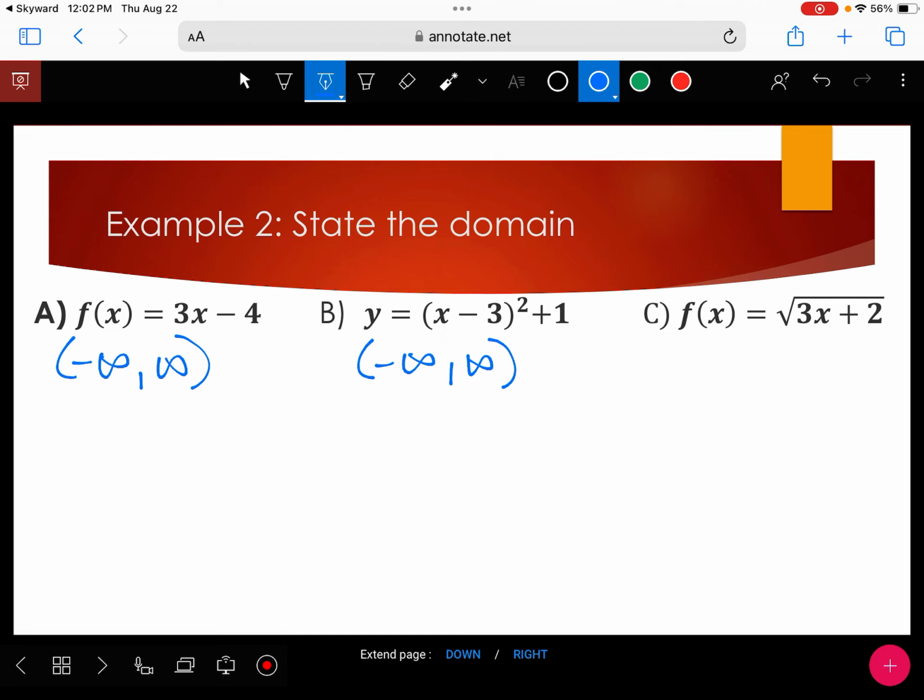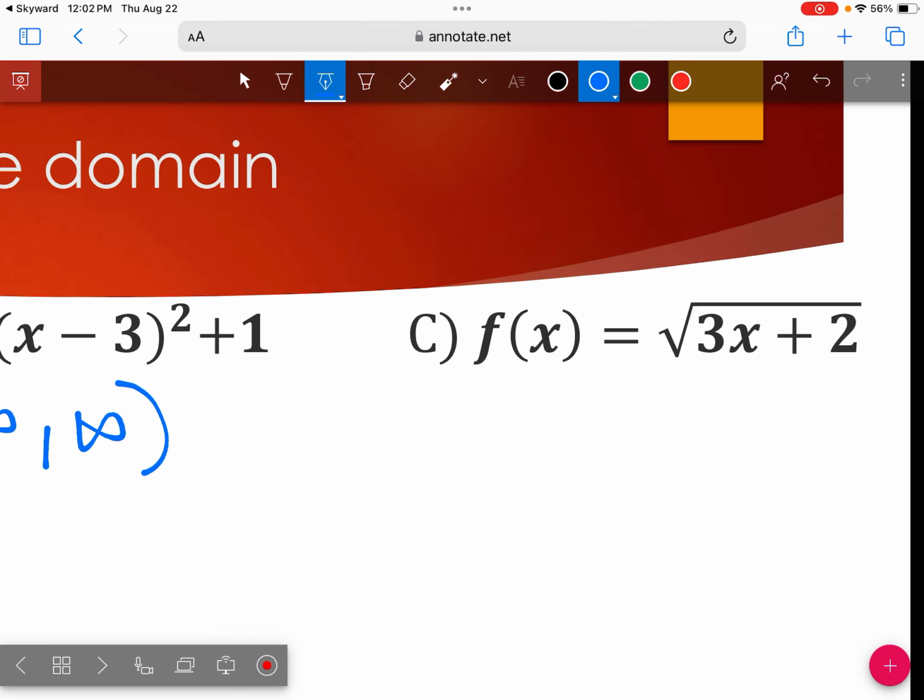Now in C, we do have a red light. We have a square root. You cannot take the square root of a negative, which means that this has to be greater than or equal to 0. Whenever you see a square root, only take what's underneath the square root, which is 3x plus 2, and make that greater than or equal to 0. Solve that inequality.